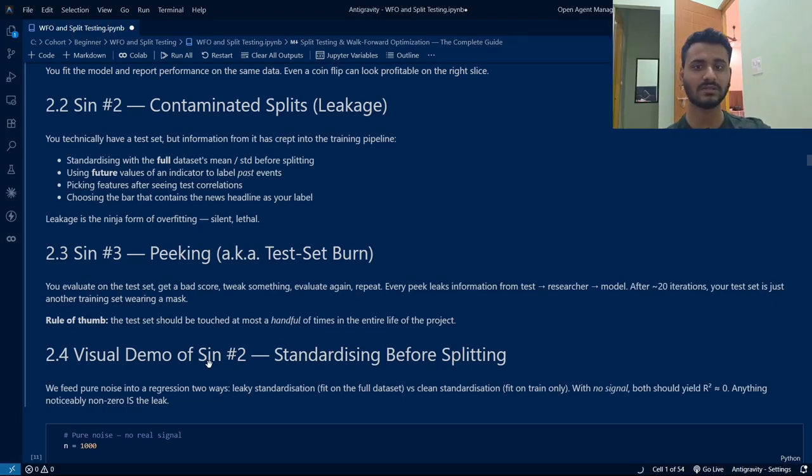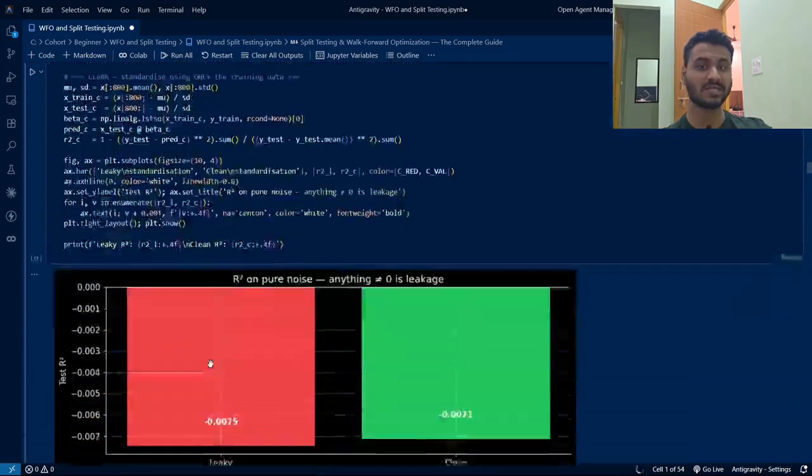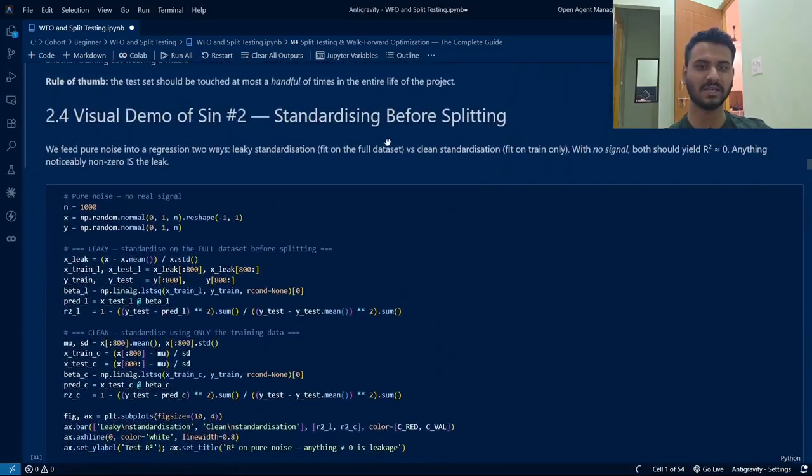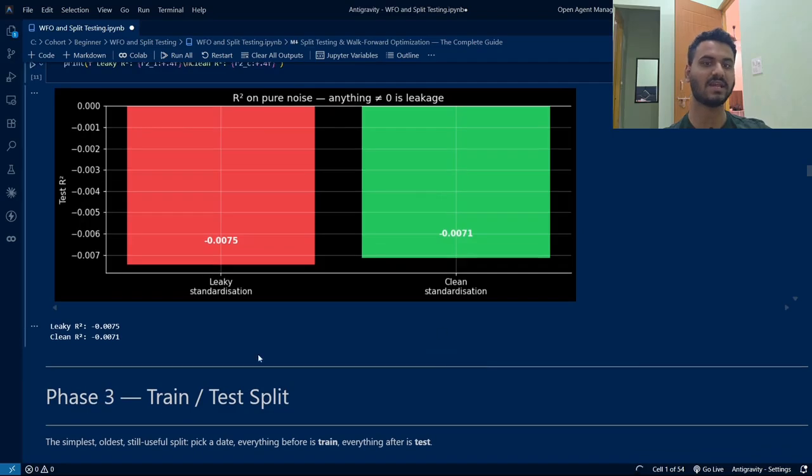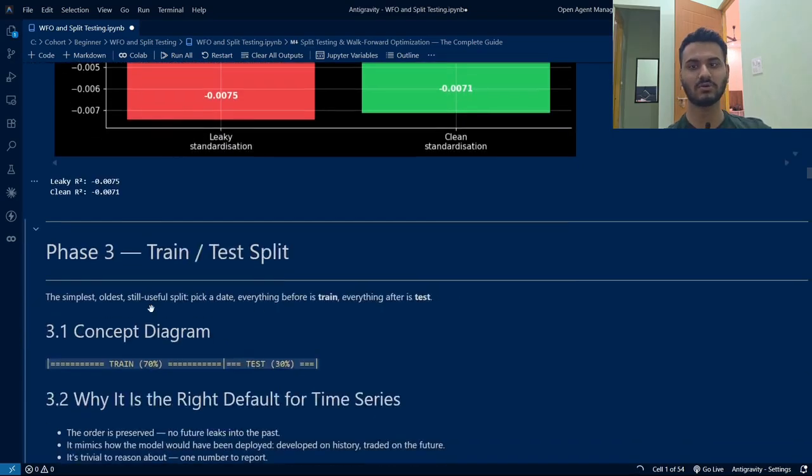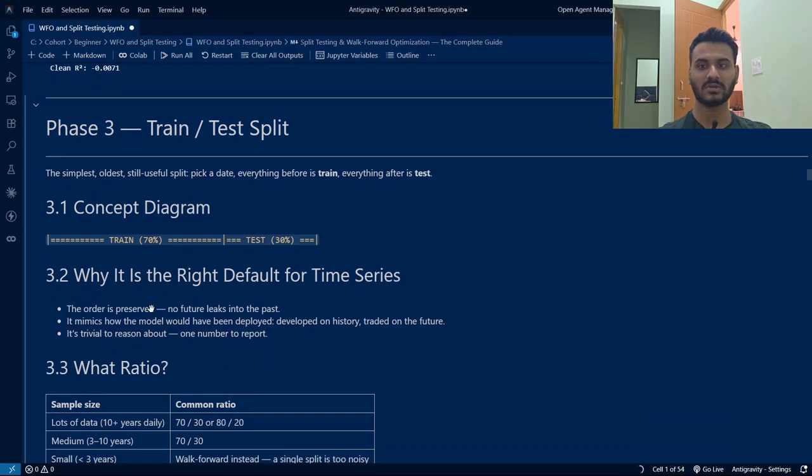Now, this is the visualization of sin 2, standardizing before splitting. As you can see right here, this is leaky and this is clean data. Now let's talk about phase 3. What do I mean by phase 3? Train, test, split, concept diagram.